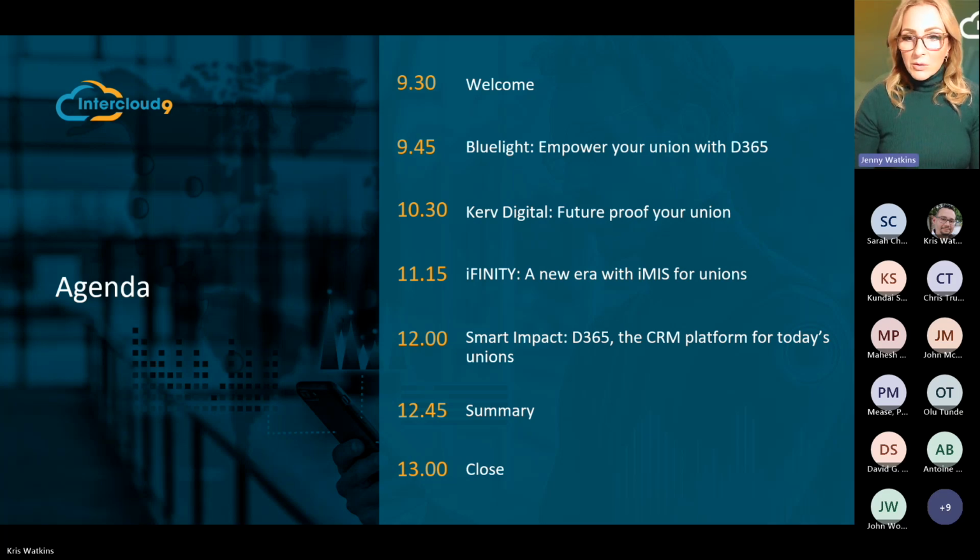And then in our final partner session at 12, we're joined by Smart Impact with their session entitled Discover More About Dynamics 365, the CRM platform for today's unions.